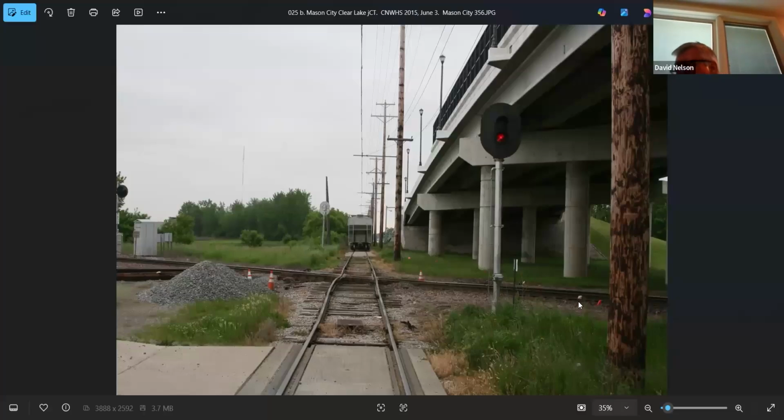Now here's a view that should be familiar to several of you on this call, since this is Mason City, and this is Clear Lake Junction. The interchange between what is now the Union Pacific and the Iowa Traction takes place off to the left in this photo. You've got this nice 90-degree crossing, although note the gauge problem right at the crossing itself.